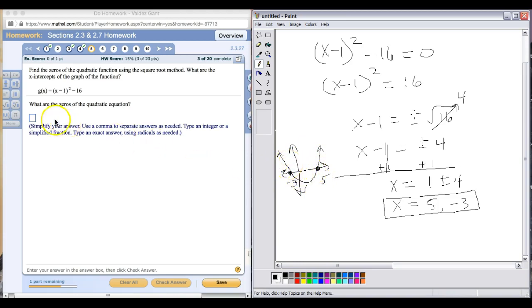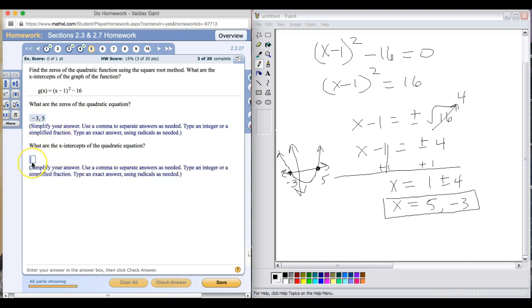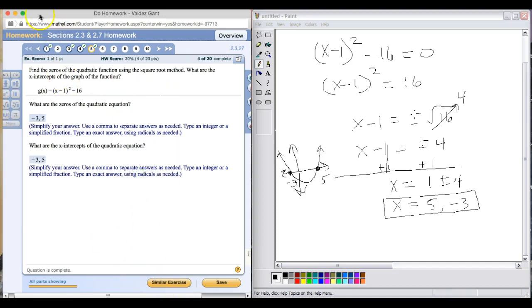So here we'll just go ahead and type in those answers now. So we have negative 3 and 5, and then we'll type in negative 3 and 5 again. All right, we'll just go ahead and go on to the next set of questions.